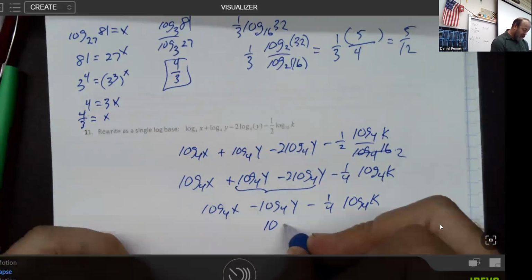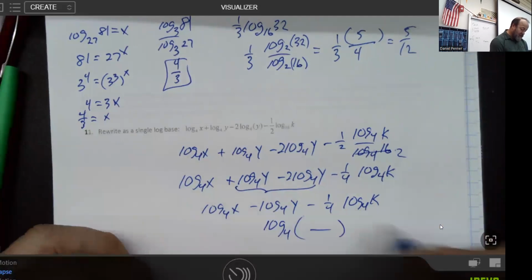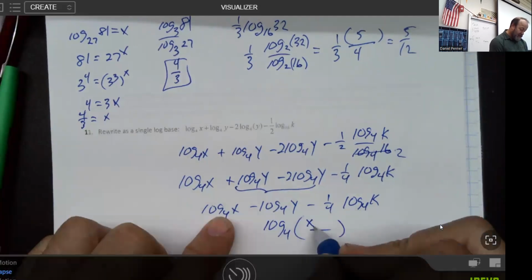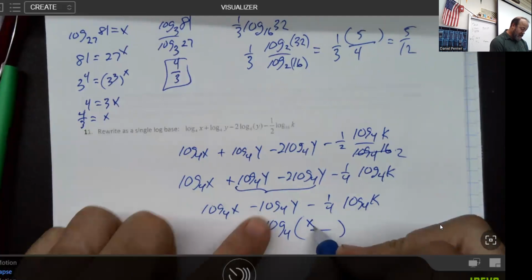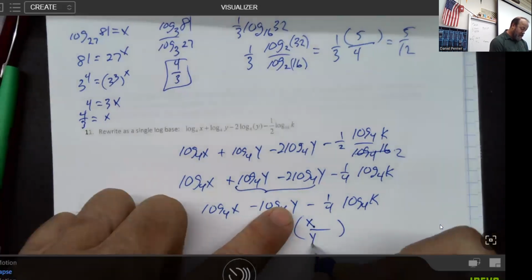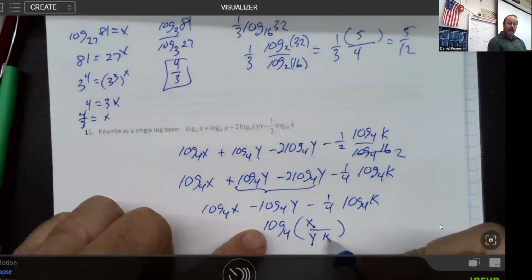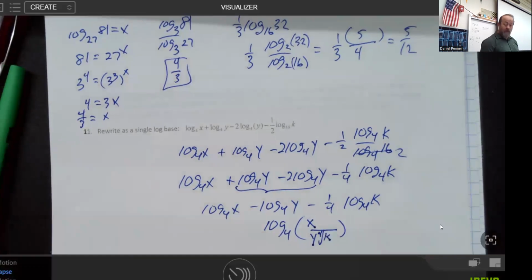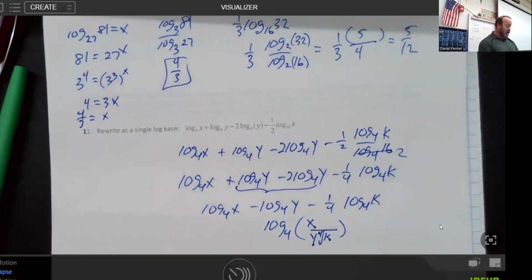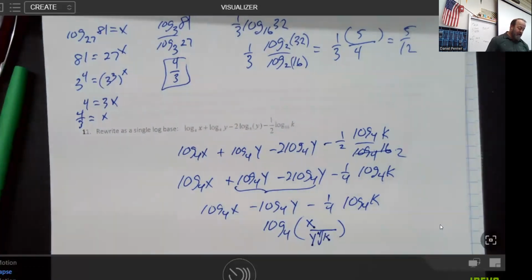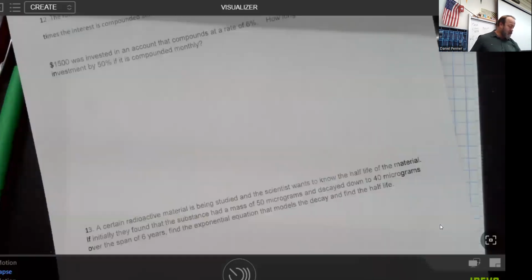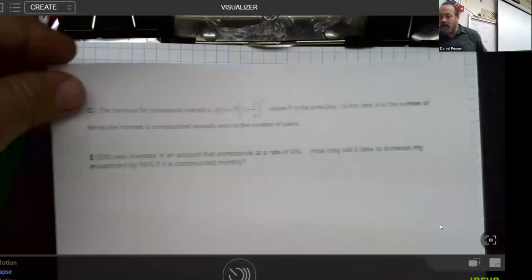So that leaves me with a log base 4. The x is going to go on top because it's positive. This y is going to go in the bottom. And of course, k is also going to go in the bottom, but it's going to have a 1/4 power, which is also known as a 4th root. And that would be the end of that particular story. And then we're off to our last page, which is problem number 12.